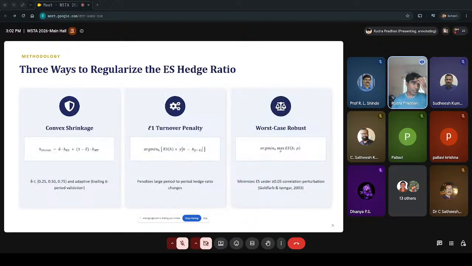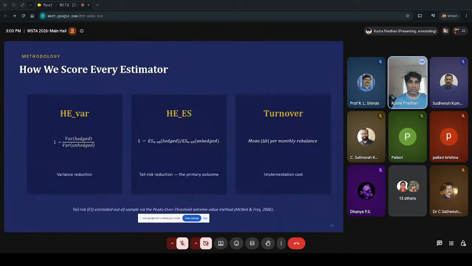And here there are three ways to regularize this ES hedge ratio. The first one is convex shrinkage, the second one is turnover penalty, and the third one is Rockafellar-style robustness. And the typical models are highlighted here against all these three, along with a little bit of description about all three cases, and how we have derived them.